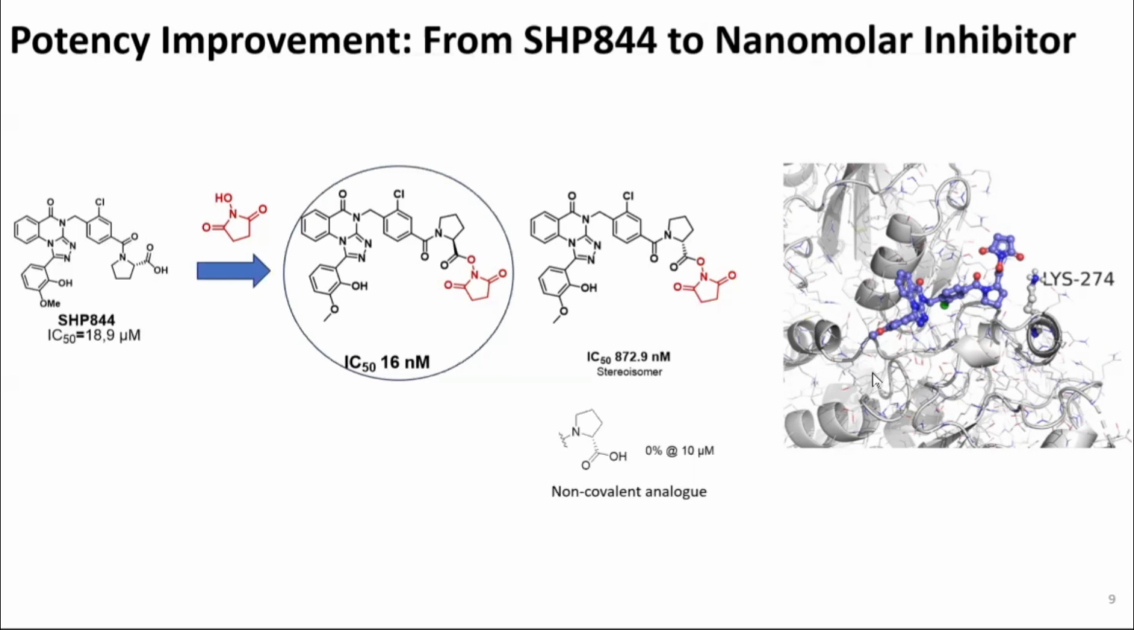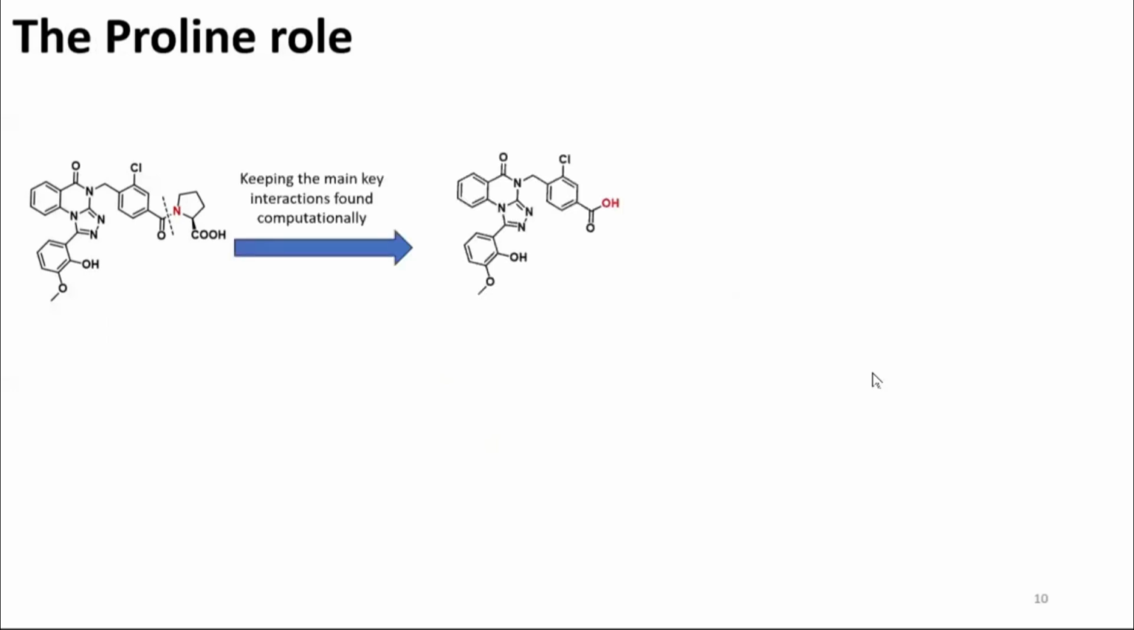This led us to the idea that maybe the proline is actually just disposing closer the carbonyl in the case of non-covalent inhibitors and the NHS ester in the case of the covalent inhibitors to the lysine. So it actually is not probably that much essential for the activity. To test this hypothesis, we decided to test one of the actual intermediates in the synthesis for the SHP844 compound, this carboxylic acid, which has also the requirements seen before in the dynamic undocking, the key interaction.